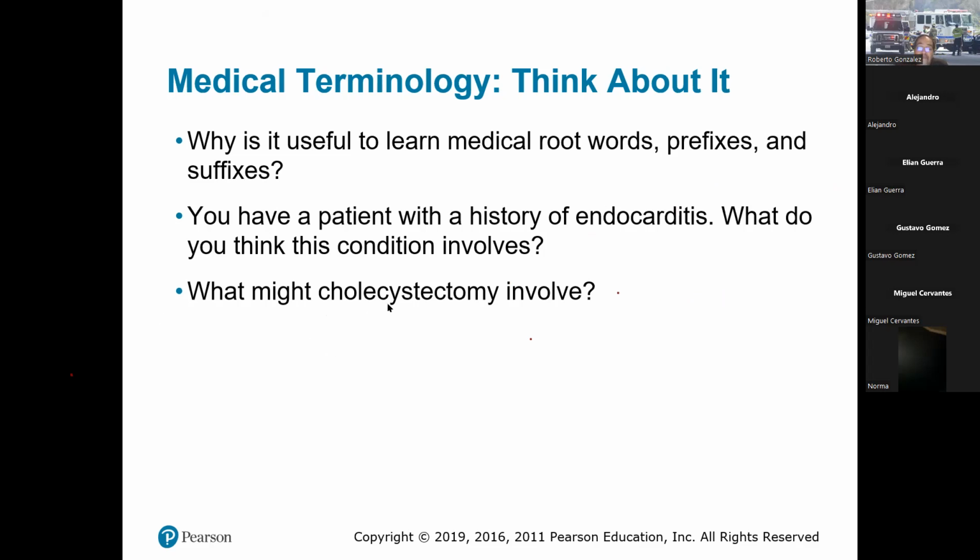What might cholecystectomy involve? Have you all ever heard of the word cholecystectomy?